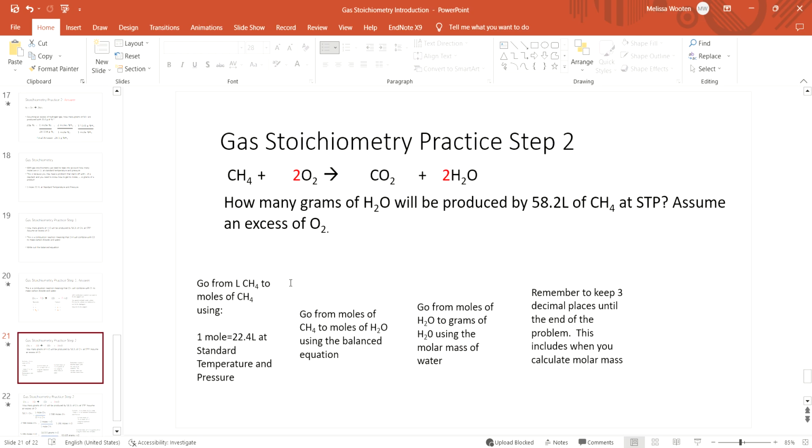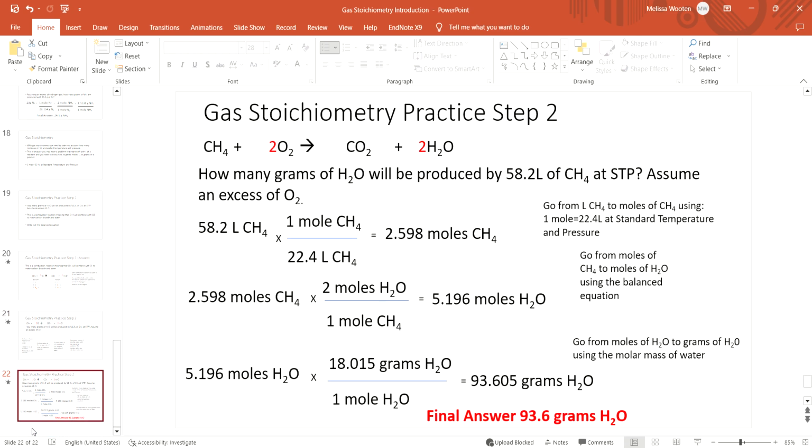Okay. So now that we have our balanced chemical equation, we need to go from liters of CH4 to moles of CH4, and we're just going to use this particular conversion factor to do that because we're at standard temperature and pressure. After that it is just regular stoichiometry. We're going to go from moles of CH4 to moles of H2O using the balanced chemical equation. We're going to go from moles of H2O to grams of H2O using the molar mass of water. And this is just a reminder to keep 3 decimal places until the end of the problem.